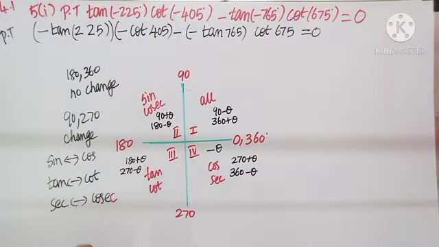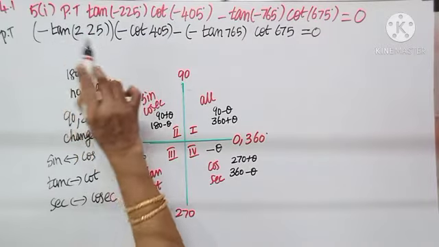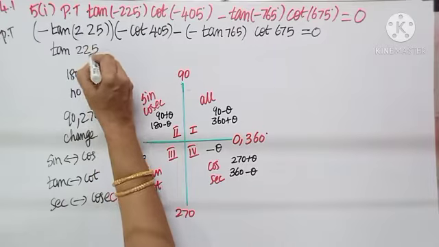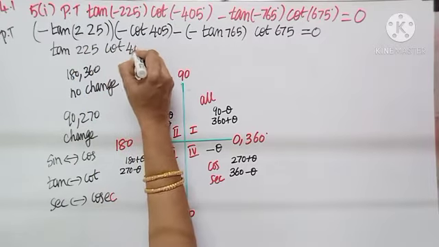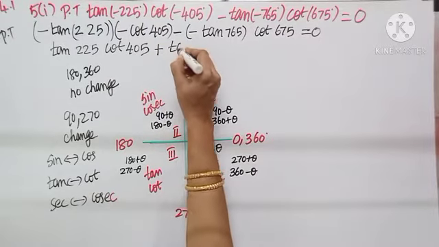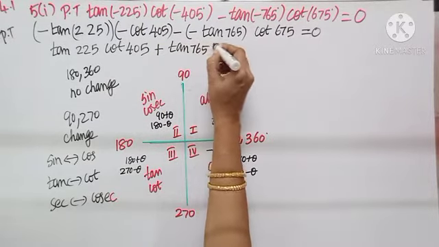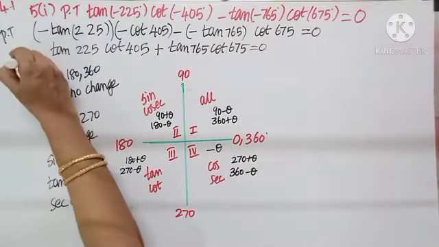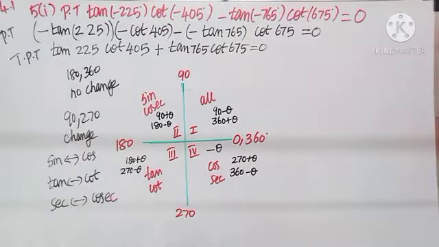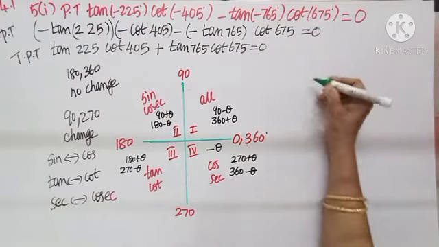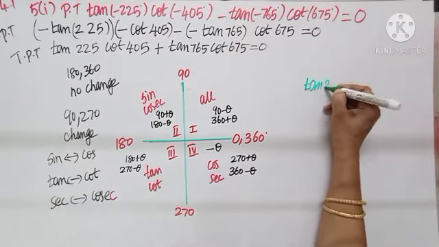My next step, minus into minus plus. So I will write tan 225 cot 405. Here also minus into minus plus. Tan 765 cot 675 equals to 0. So this is what we want to show. Let us find out each value separately and substitute in the statement. What is tan 225?